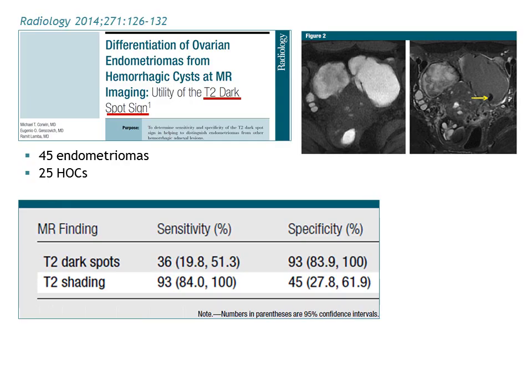There was a nice article reporting the value of this MR finding, T2 dark spot sign, in differentiation of ovarian endometrioma from hemorrhagic cysts. They found that this T2 dark spot sign has high specificity but low sensitivity, while well-known T2 shading sign has high sensitivity but low specificity. It means that these two signs are complementary to each other in differentiation between endometriomas and hemorrhagic ovarian cysts.